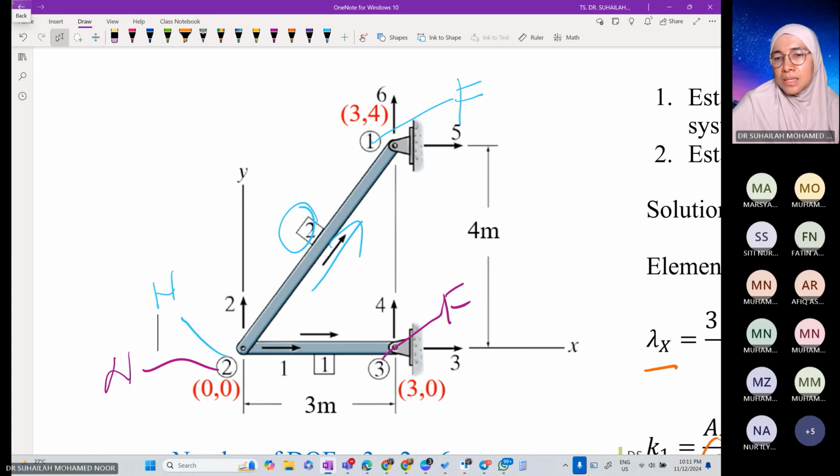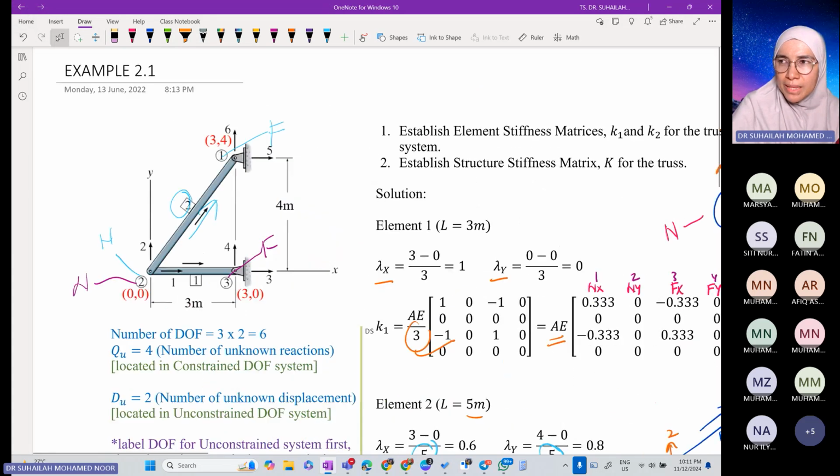Okay? So don't worry, stiffness method ni topik paling senang untuk you dapat full mark. Cuma memang teori dia nampak macam banyak sangat. Teori tu sebab nak grab all the concept. You kena ingat structure ni dia satu. Cuma bila kita buat kurikulum, kita kena pisahkan dia jadi asing-asing.